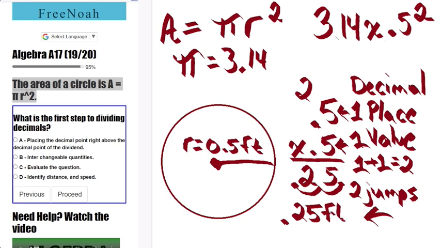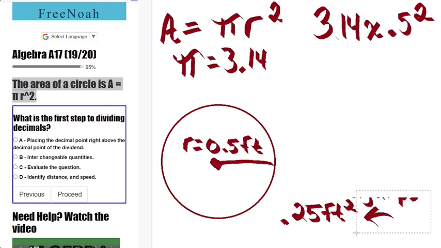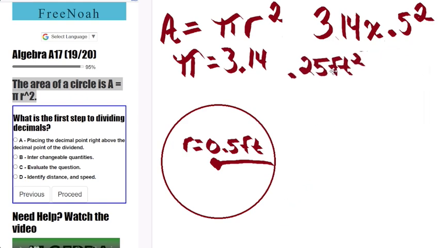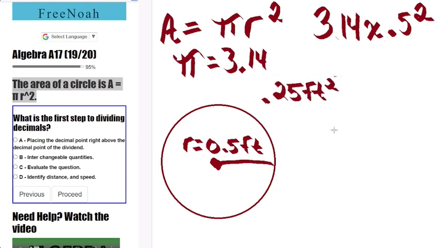And we're given 0.25. Let's not forget that it's very important to write what units we're working with when doing our calculations. For instance, we have feet here, so we write 0.25 feet squared. So now we've got the first part. We already squared our radius.